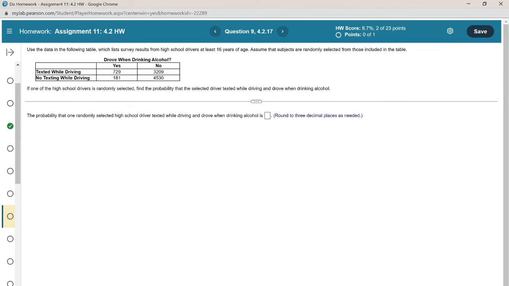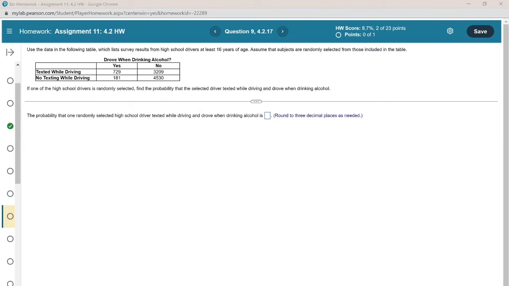Drove when drinking alcohol, yes, 729, 181. So these are the total cases who drove when drinking. Out of this, yes, who texted while driving are 729, and no texting while driving are 181. You can add them all for finding the total. What we're trying to find here is the probability that one randomly selected high school driver texted while driving and drove when drinking. So there are two cases, texted and drove when drinking.